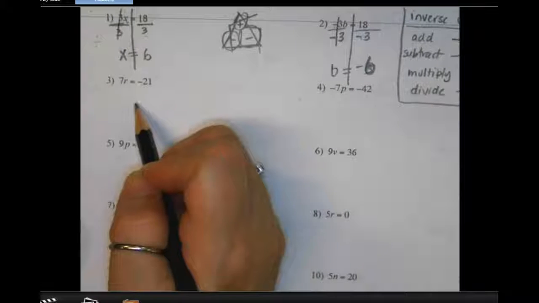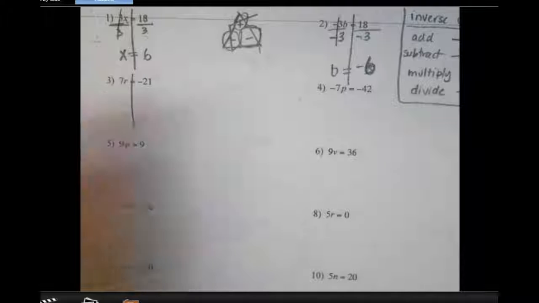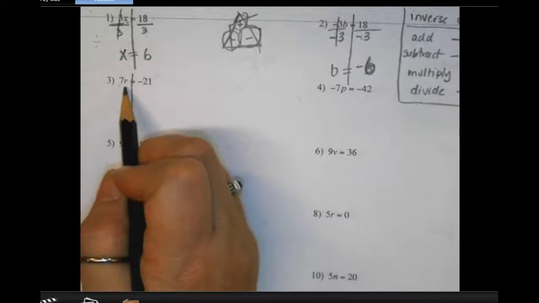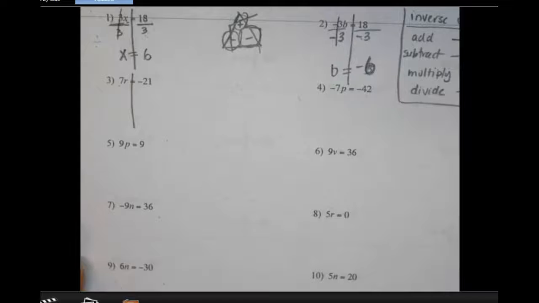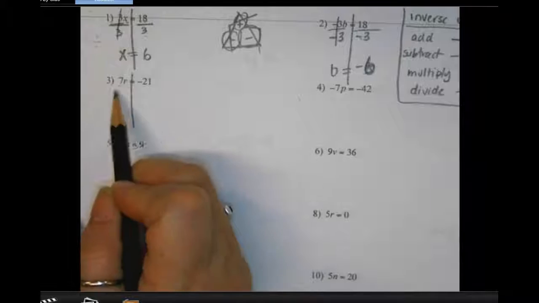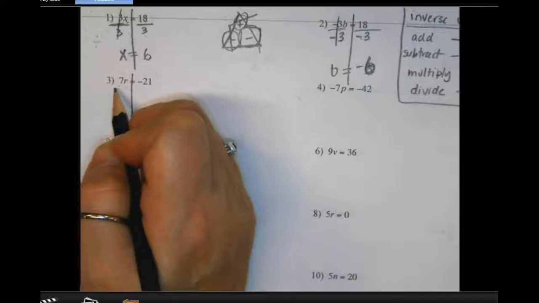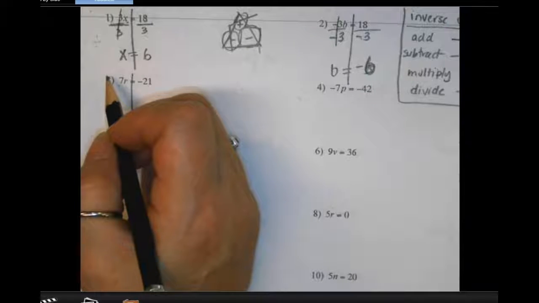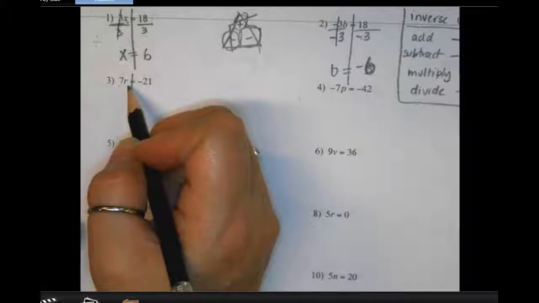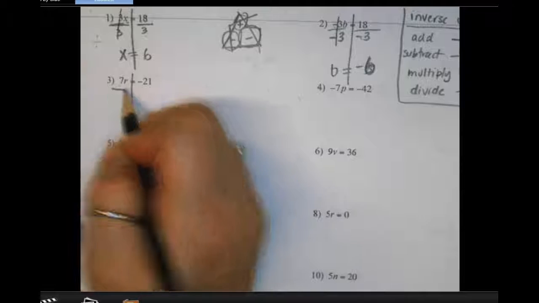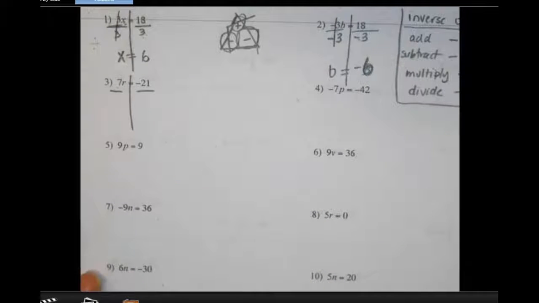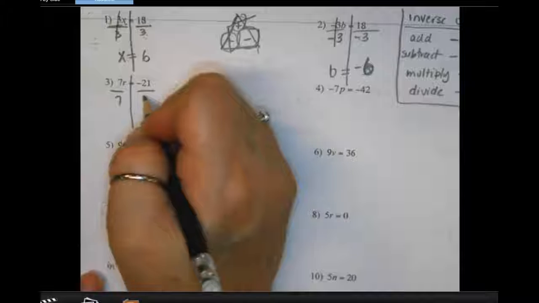All right, so let's look at number 3. We're going to do another one together. I'm going to draw my line here and keep my scale balanced. This says 7 times r, correct? 7 times r. So how do I do the inverse? What is my inverse then? What am I going to do? What mathematical operation? The inverse of multiplication is? So I'm going to divide both sides. By what number, Camilla? By 7.